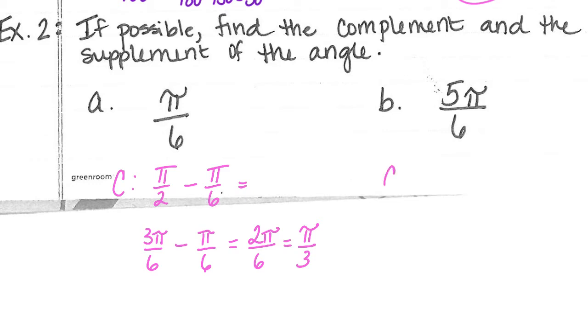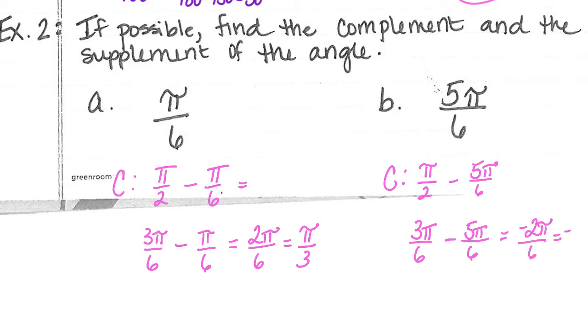Let's go ahead and do the complement, since we're there, of 5 pi over 6. So I know again that this is 3 pi over 6 minus 5 pi over 6. Well, we end up getting a negative number. You can't call a complement or a supplement a negative. So in this case, there is going to be no complement.